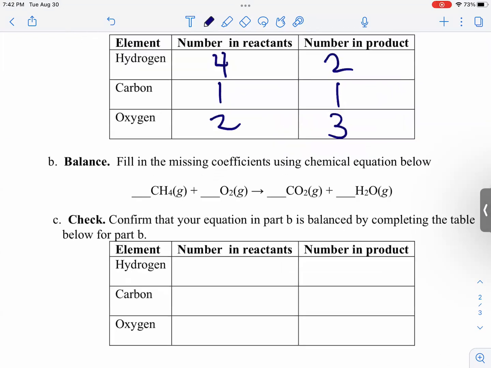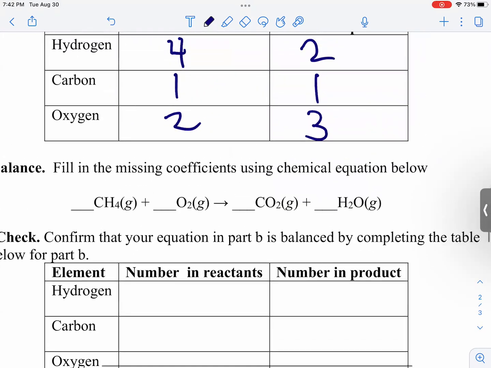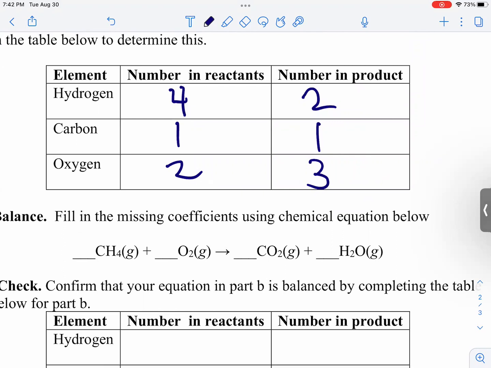So let's make this a little bigger. How are we going to do this? Identify what is going to need to increase on what side. Hydrogen needs to increase on the product side. Carbon is good. Oxygen needs to increase on the reactant side. So you can really pick hydrogen or oxygen. It doesn't matter. You just might have to backtrack more one way or the other. Let's just choose hydrogen.